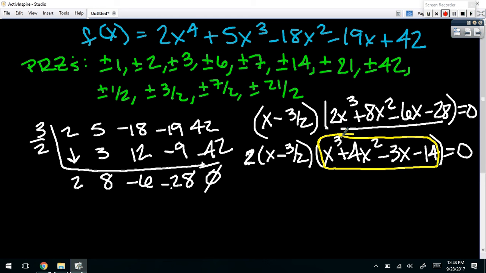Again, I would most definitely rely on my calculator, and I would say if I graph this function, please tell me at least one place where it crosses so I have a starting point, right? So that I could list out the PRZs. They would be 1, 2, 7, 14, right? One of those is bound to work. Which one? Has anybody graphed it yet? Know which one might work?